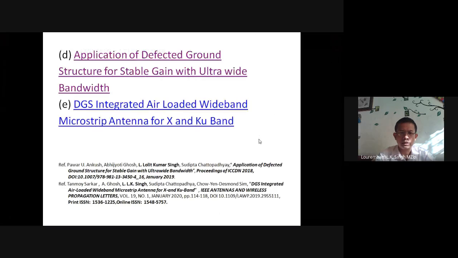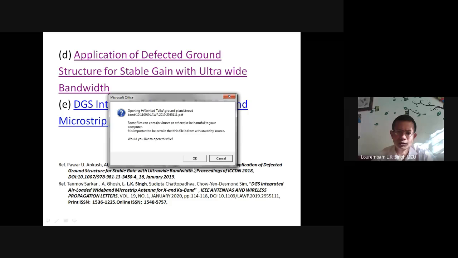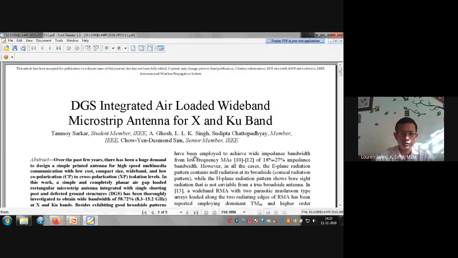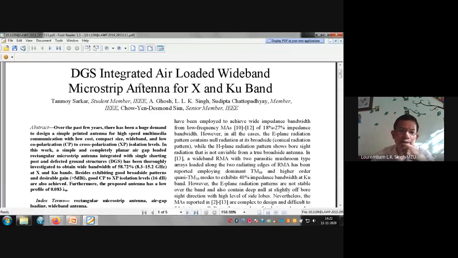Then there is another paper, which mentions a DGS, defected ground structure, with integrated ear loaded wideband microstrip in the X band and the Ku band. As we know, the X band is from around 8 to 12, and then Ku is from 12 to 18 gigahertz. So this antenna can work in both the X and the Ku bands. Let us just see how this looks. This is one of the IEEE papers: DGS ear loaded wideband microstrip structure for the X and the Ku band.